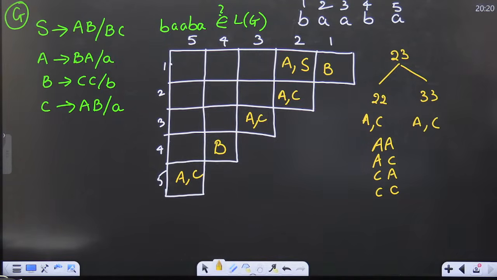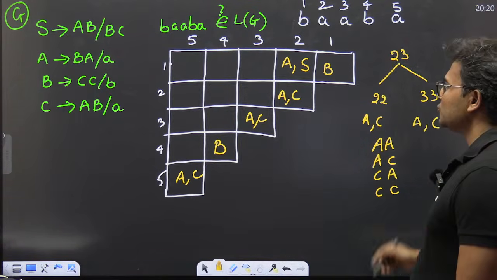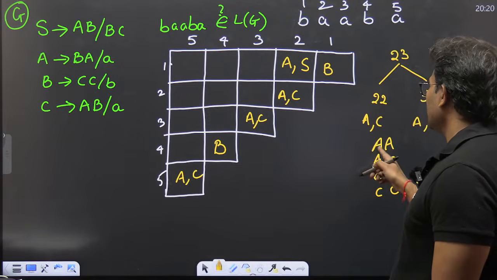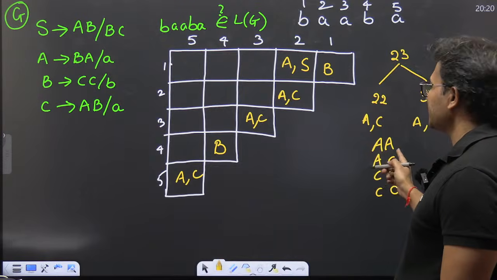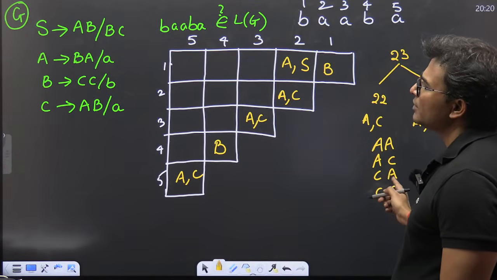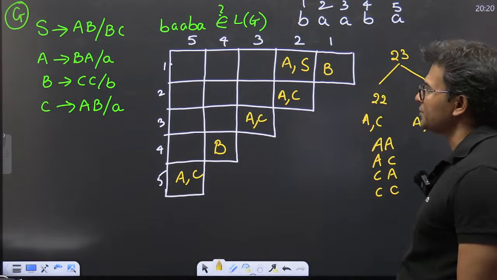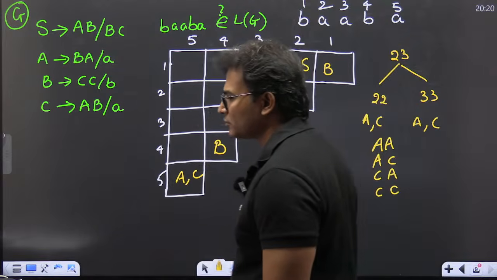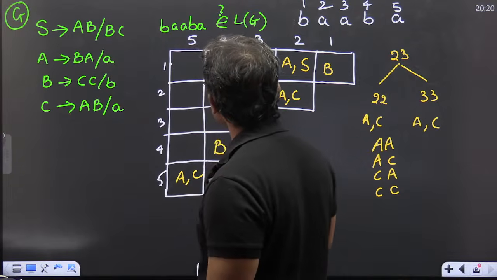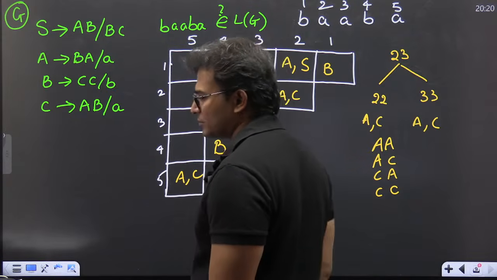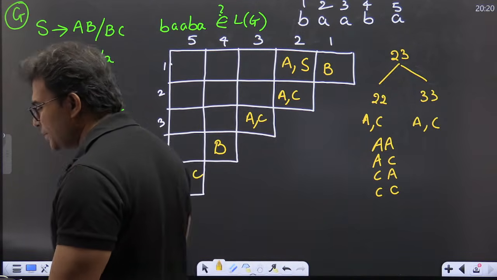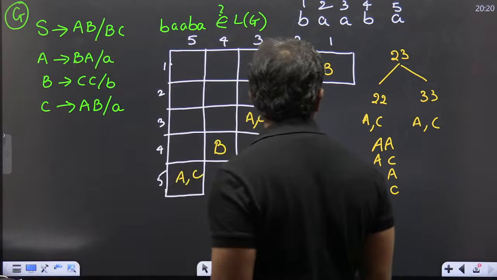Now AA is not required, AC is not required, CA is not required, CC is not required. AA is not present. AC is not present. CA is not present. CC is not present. Therefore, you are going to get a 5. 1, 2, 3 is 5. 2, 3 is 5. Just let me check once. 2, 3 is B.